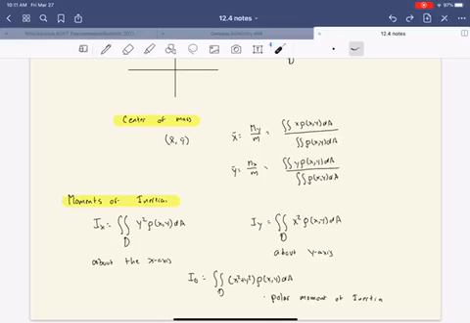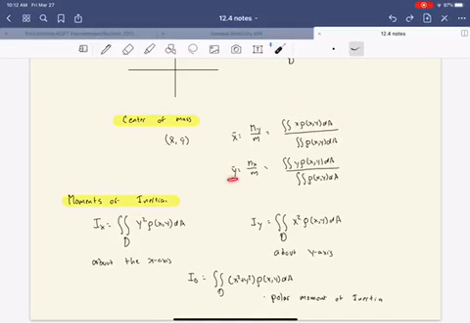All right, center of mass, x bar, y bar. Now, x bar equals M_y over m. A little confusing, but how I remember it is that x bar, when I do the integral, should have the x in it. So if it has the x in it, then it's going to be this M sub y.